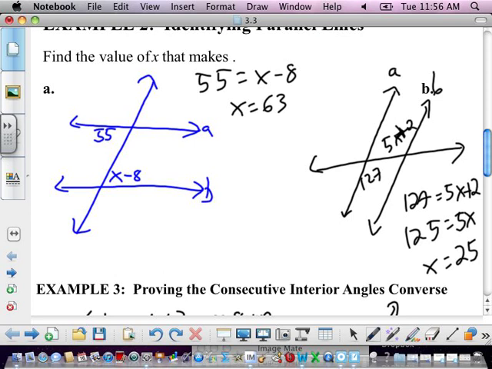Do we have any questions about those two? We went through them pretty quickly. Yes, Anicia? Are they both alternate interior angles? They are both alternate interior angles. Okay, let's prove the consecutive interior angle converse, if everybody's ready.